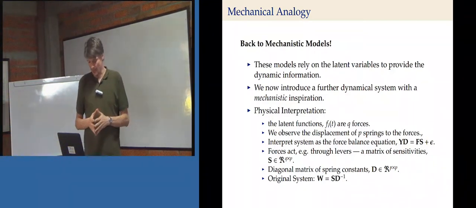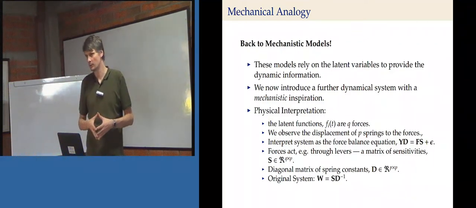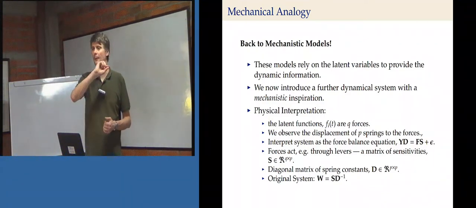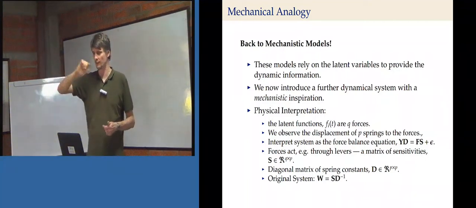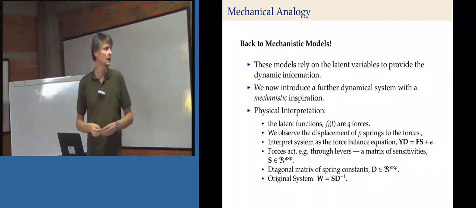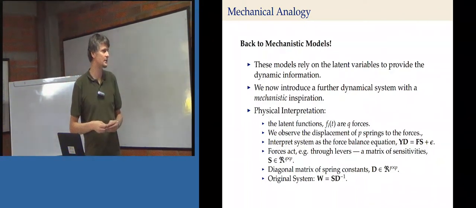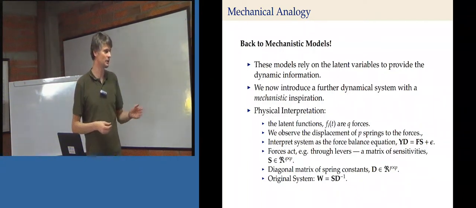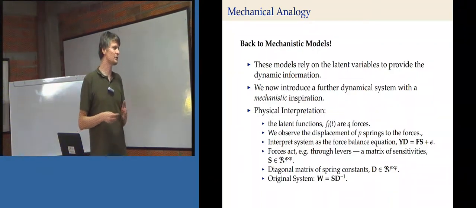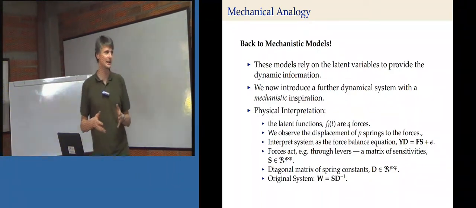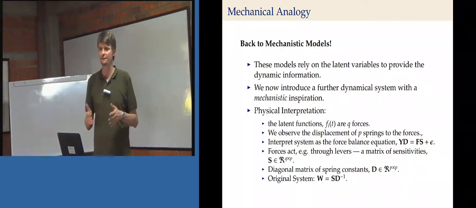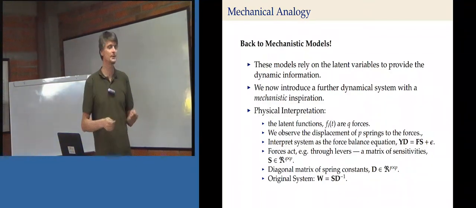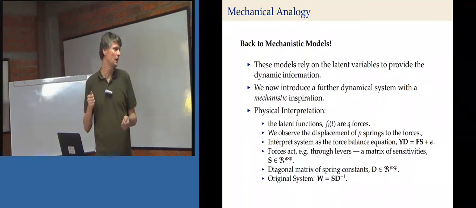In a normal Kalman filter type model, you put some Brownian motion type thing over your prior over the latent space, and you rely on the latent variables to provide your dynamical information. But here we're going to do something else. We're going to introduce a mechanistic interpretation of what's going on. We're going to introduce a physical interpretation of this system where these latent functions, F, are forces, and what we're observing really is the displacement of P springs to these forces.